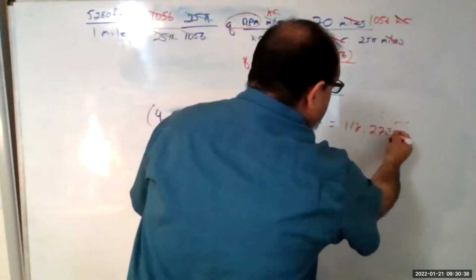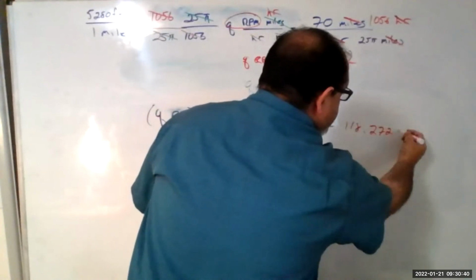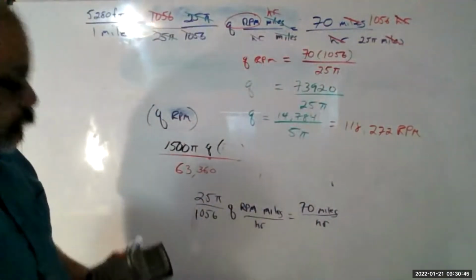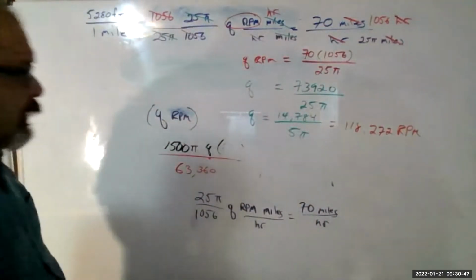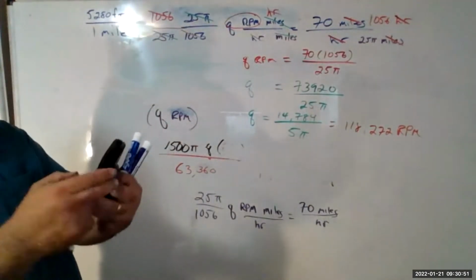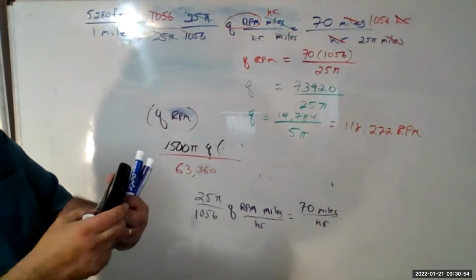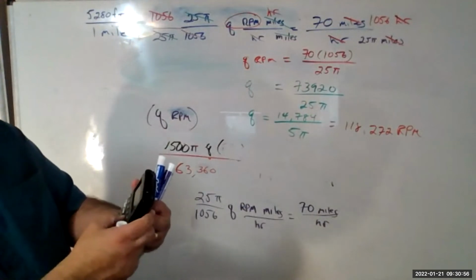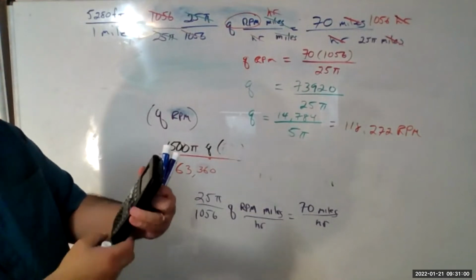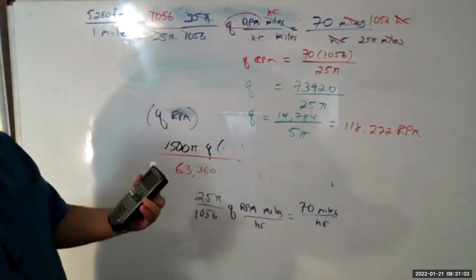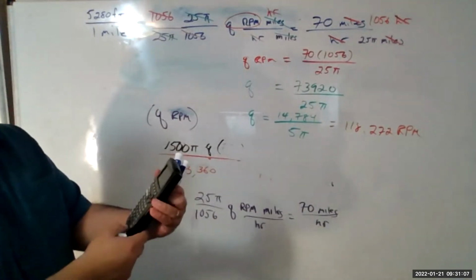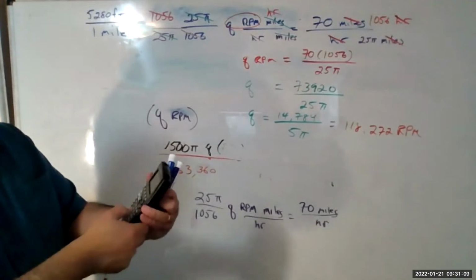118.272 RPM. Wait a minute, that isn't right. Oh, I did it twice. I messed up my answer. Oh, I see what it is. I can't see because I'm wearing the wrong glasses. I'm wearing the computer glasses so I can read the screen, but I can't see the calculator with those computer glasses on. Life sucks.